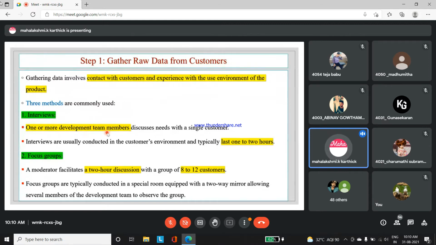One or more development team members will be involved to discuss needs with a single customer.